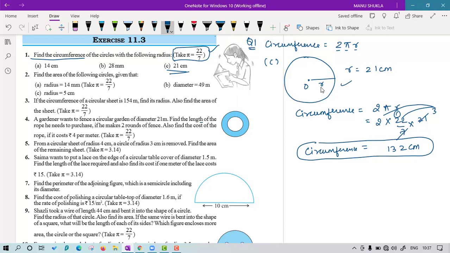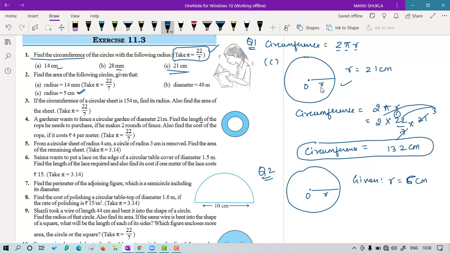Question number 2, let's take one part of this also, because the remaining are very easy, you can do on your own. Find the area of the following circles, given that radius is this thing. In this one let me take this C part. So again we will draw a circle, center O, radius r, and we'll write what is given to us. Given to us is radius equal to 5 centimeter.